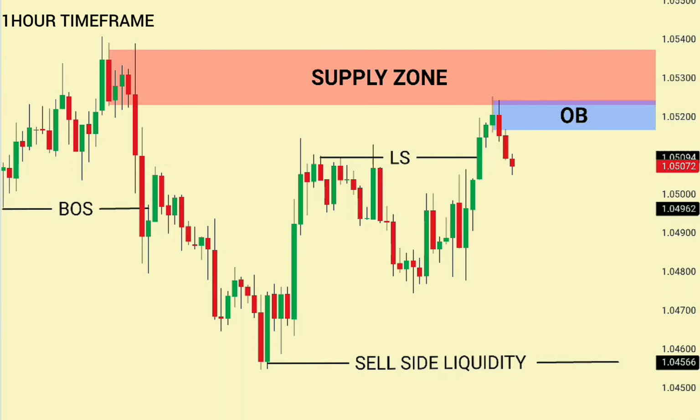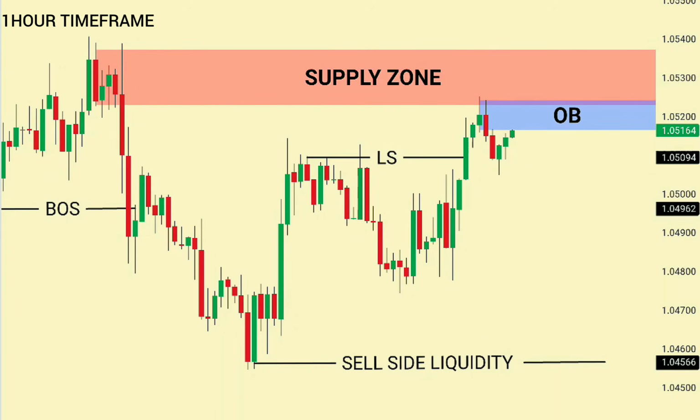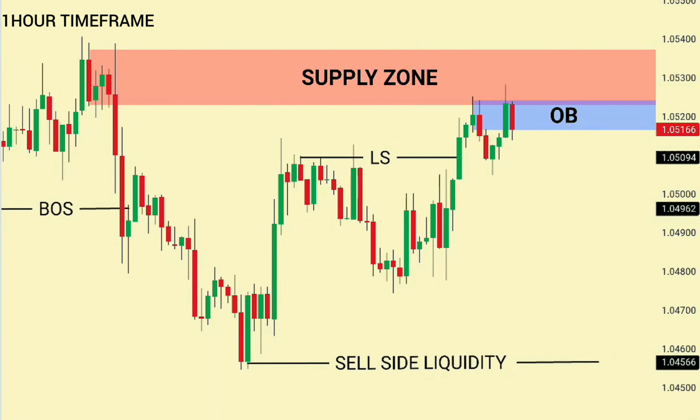This order block becomes important because it gives us a more refined area to observe. Instead of treating the entire supply zone the same, we now have a specific location where sellers may begin showing their presence. The next step is to wait and see how price responds when it comes back to this order block. After the order block is created, price retraces back into that area once again. This return gives us the opportunity to observe the market's reaction.